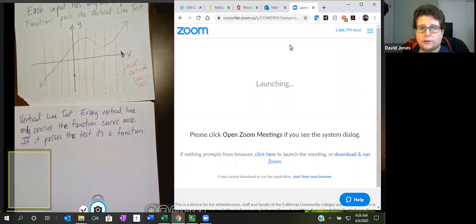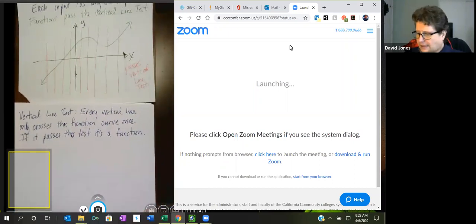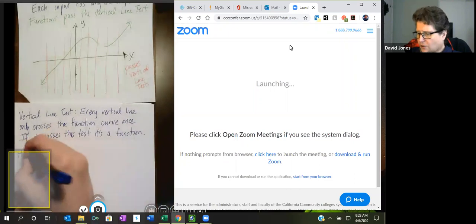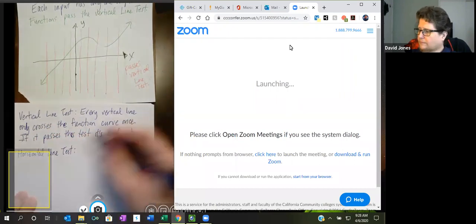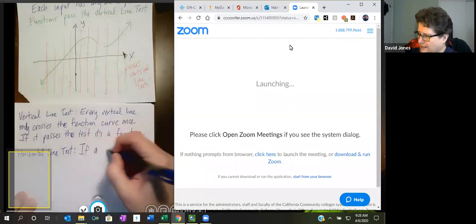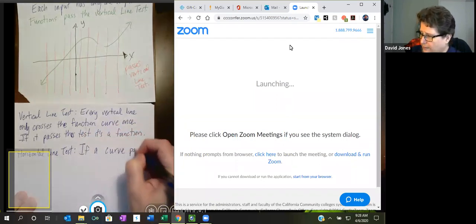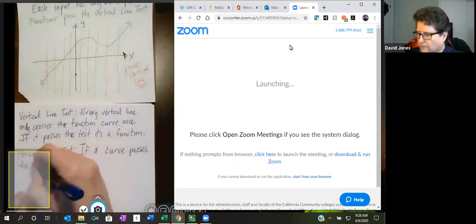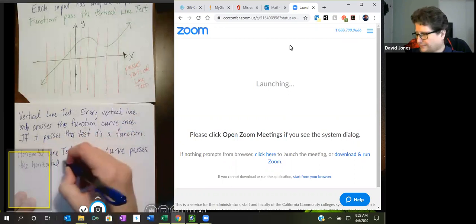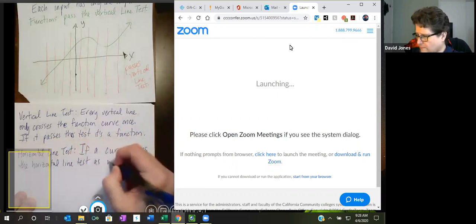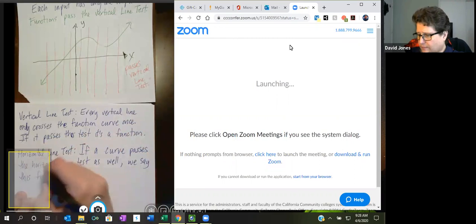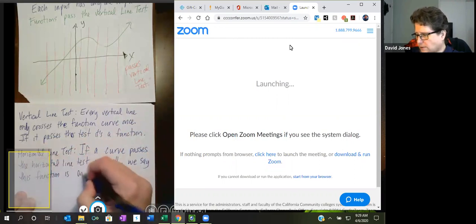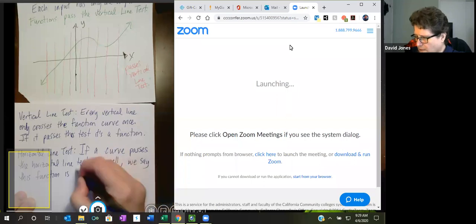Okay, we do have another test. The other test we have is called the horizontal line test. The horizontal line test does the same thing, except with a horizontal line. If a curve passes the horizontal line test as well, we say this function is 1-to-1. That's the official jargon.